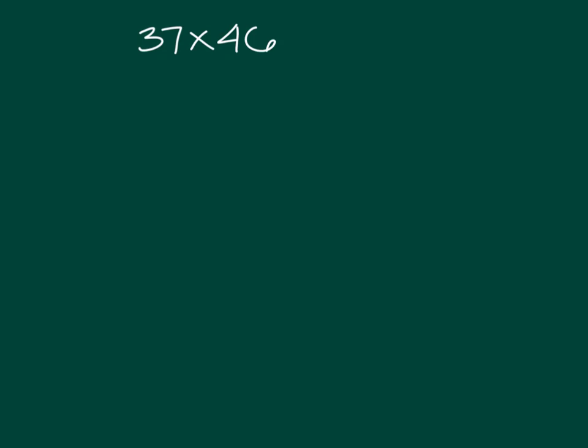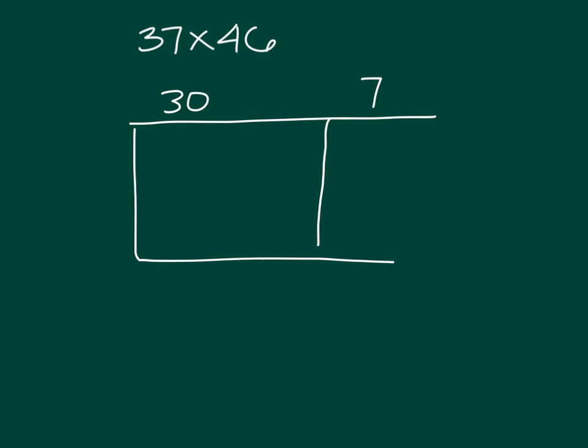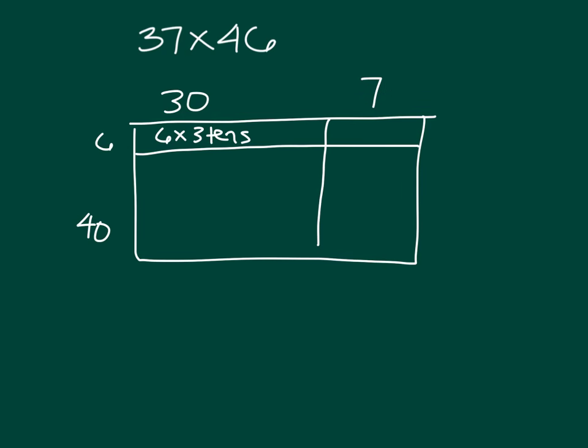Let's work through another problem using the area model. Here I have 37 times 46. So we'll go ahead and break apart 37. And in breaking apart 46, we'll go ahead and write the ones first. So it breaks down to 6 along with 40. This time we'll write this out using unit form. 6 times 3 tens, which is equal to 18 tens. 6 times 7, which equals 42.